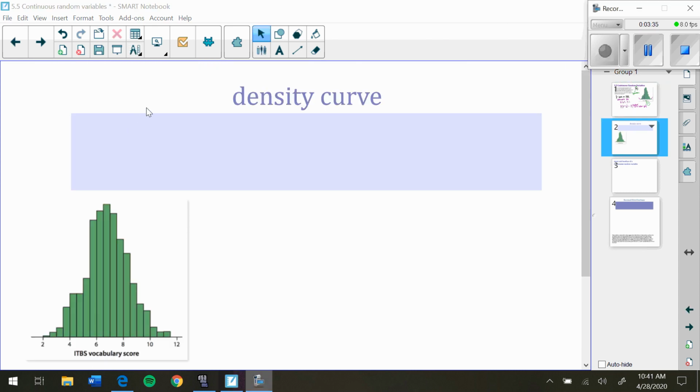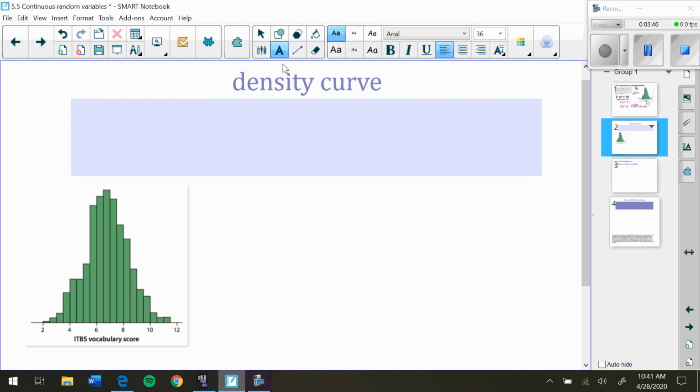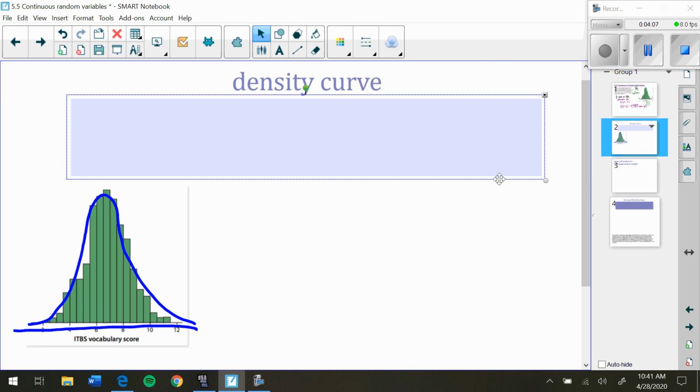All right, so what is a density curve? Well, if we have this distribution right here of our Iowa Basics skills, a density curve is a smooth curve that gets drawn on top of this distribution kind of to model the data. So this is not going to be great because I'm doing this on the tablet, so please forgive me. But if I take my marker and kind of make a smooth curve that generally estimates the shape, I have created a density curve.